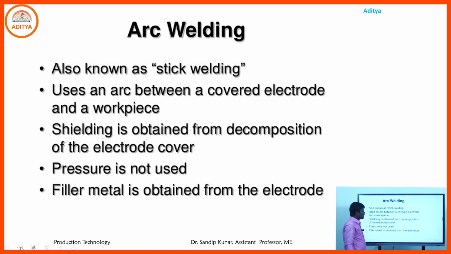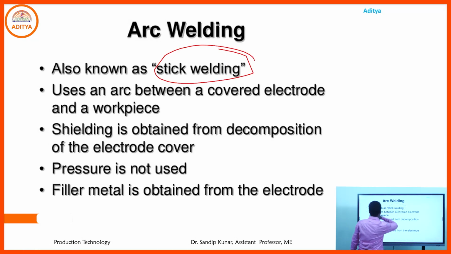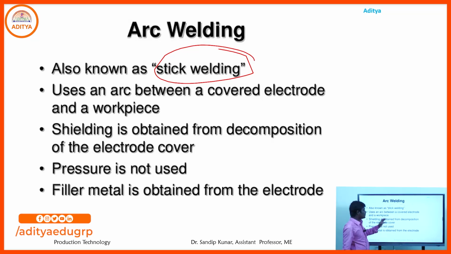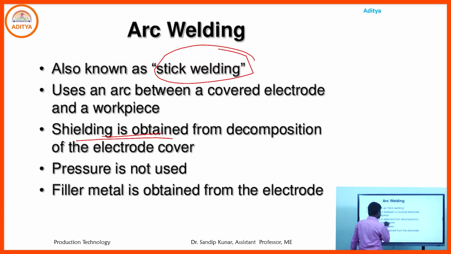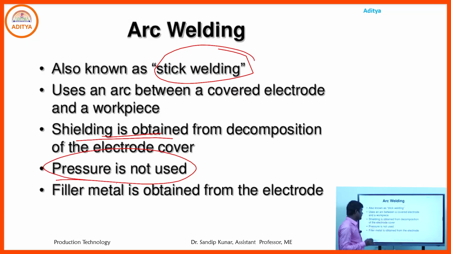Arc welding is also sometimes known as stick welding. It uses an arc between the covered electrode and the workpiece. Shielding is sometimes obtained from the electrode cover, and sometimes the shielding gases we get are from the decomposition of the electrode cover. Pressure is not required here, and filler material is sometimes used as per our requirement.